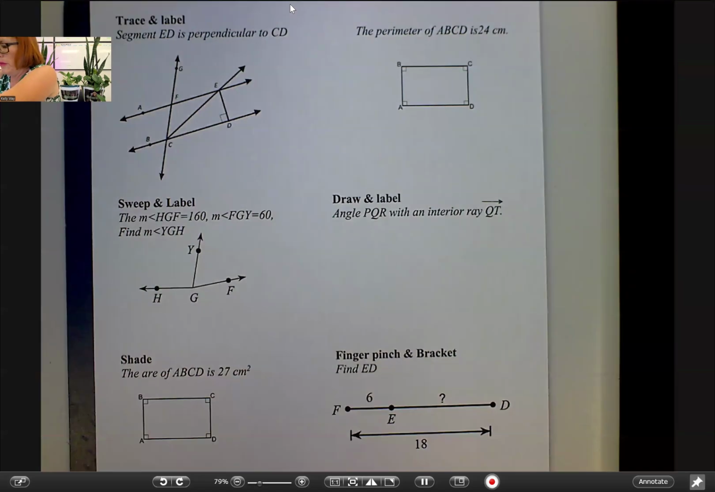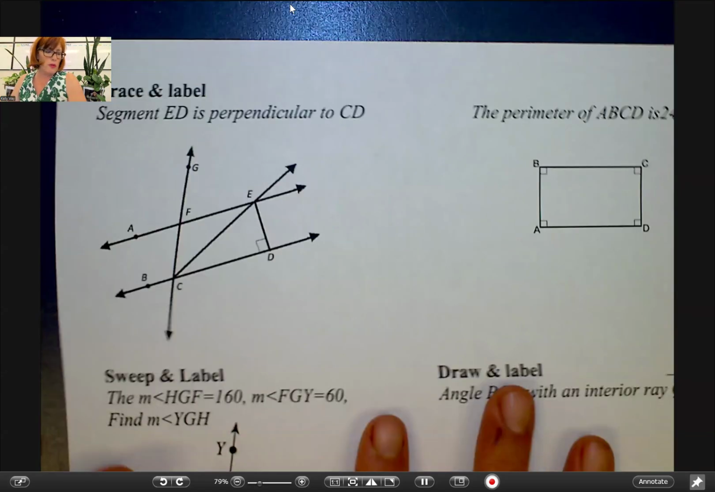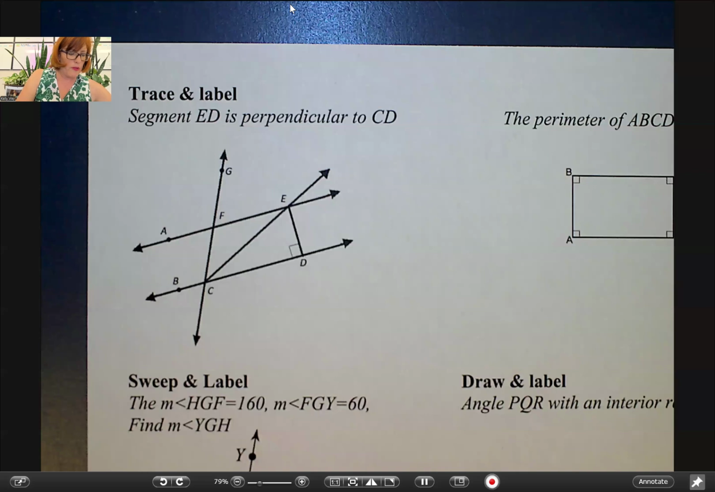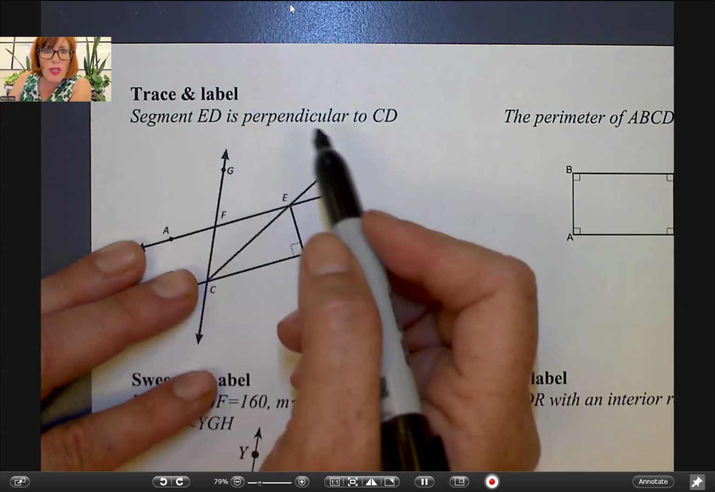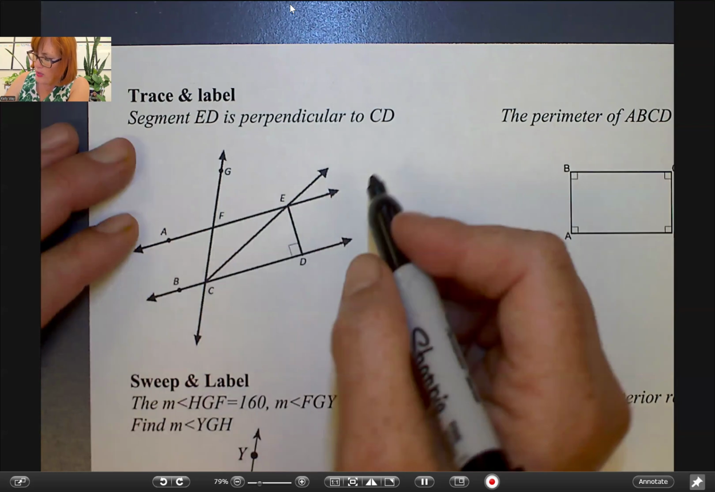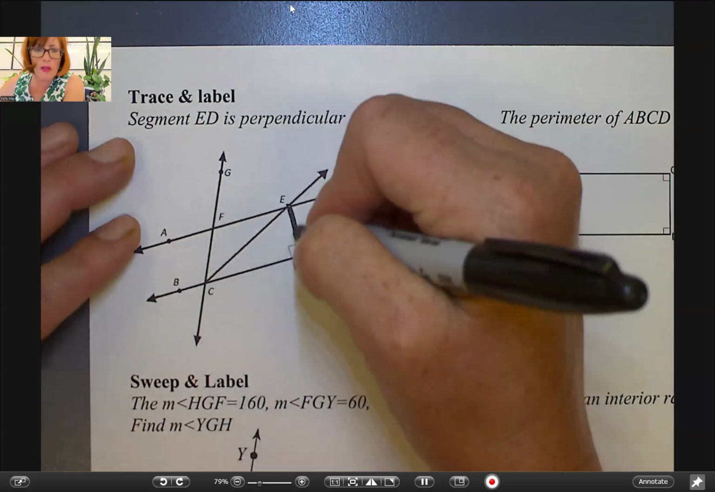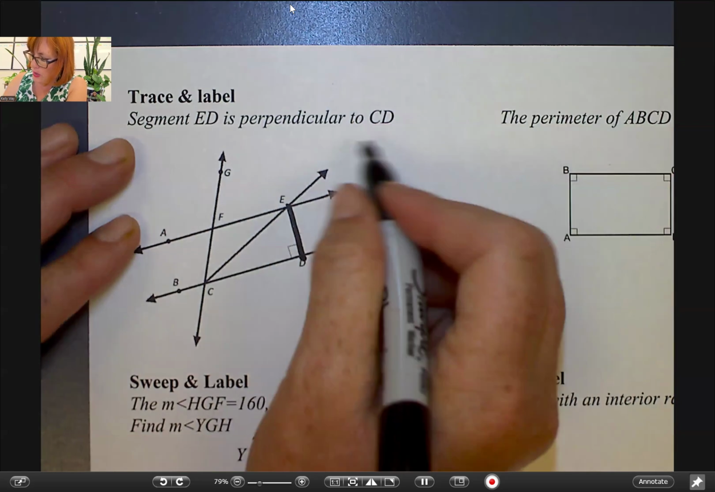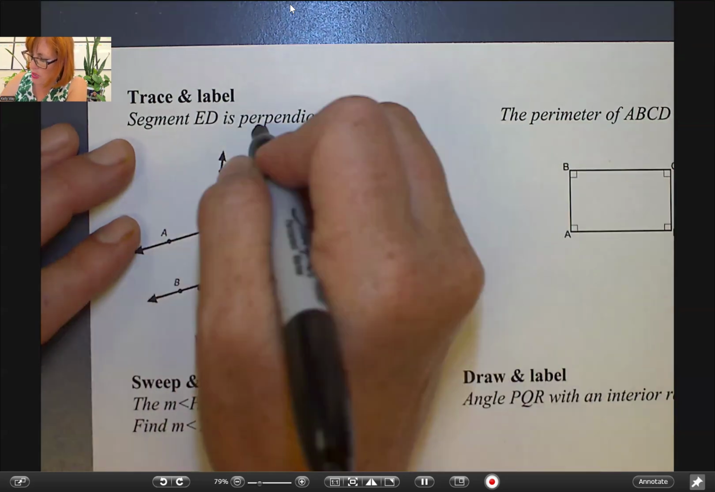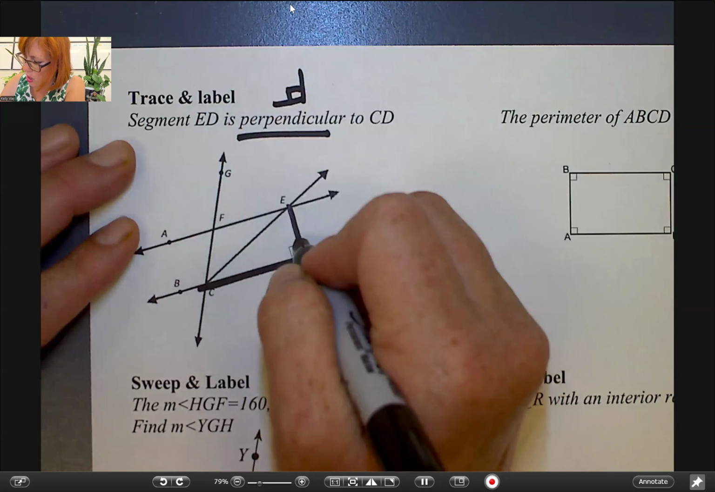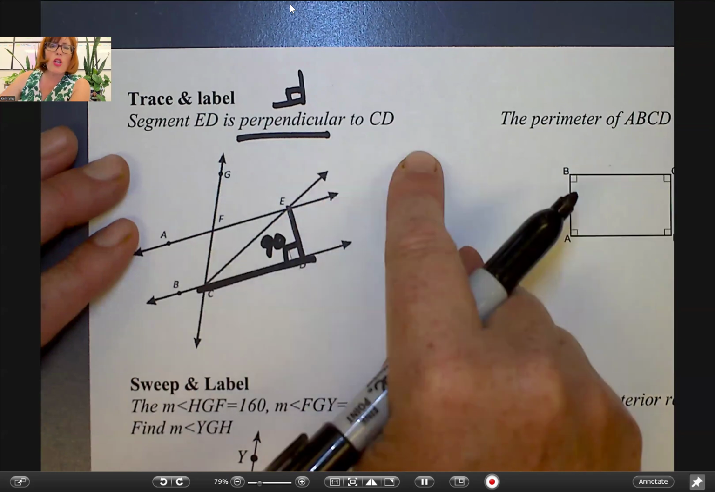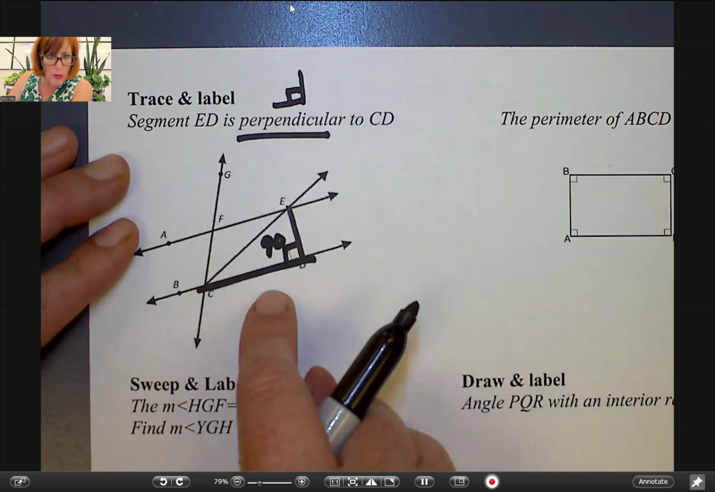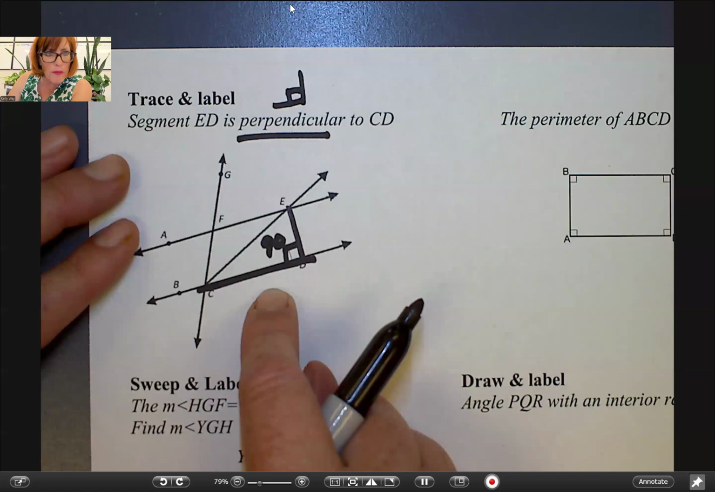Trace and label. So, for example, if it says segment ED is perpendicular to CD, you would trace segment ED, you would trace CD. Perpendicular means right angle, so you would draw the right angle and write 90 degrees. In other words, as you read, you trace and label on the diagram.